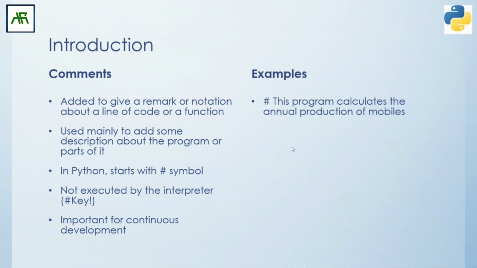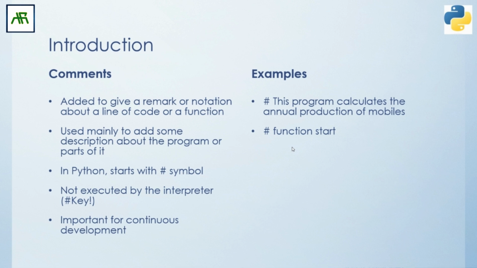So here are some examples. Hash: this program calculates the annual production of mobiles. This is just a comment, as it doesn't have anything to do with the execution itself, but it says what this program does. Similarly, this is the start of a function. It could be a set of instructions, or even one statement, called repeatedly over the program.